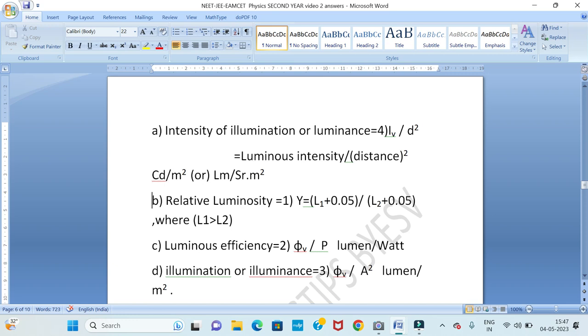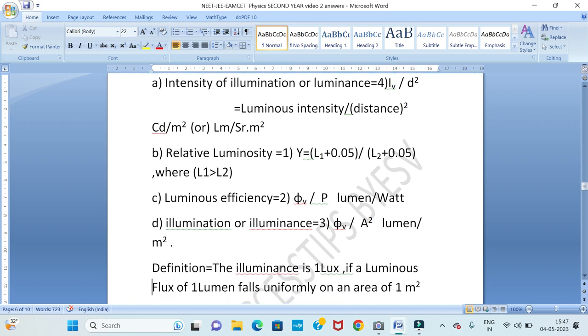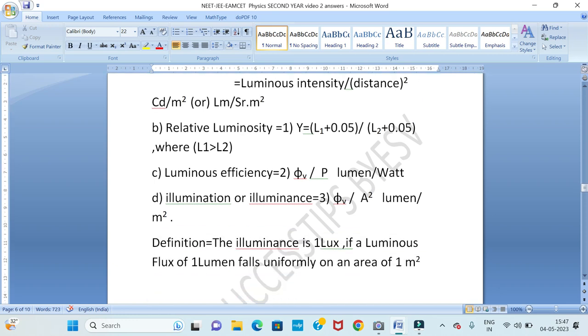Luminous efficiency is phi_V by P. Phi is radiant flux by power. So the unit is lumen per watt.